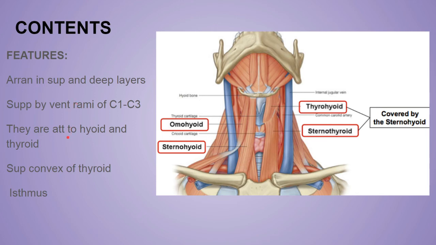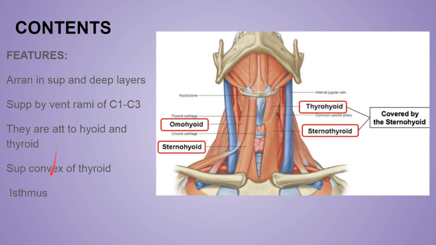Now they are attached to the hyoid bone and the thyroid cartilage, and because they are attached to these two structures, they move these structures. Now the sternohyoid, sternothyroid, and the superior belly of the omohyoid, these three muscles are present on the superficial convex part of the thyroid gland. Now the isthmus of the thyroid gland, as you can see, is covered by the right and left sternohyoid muscles and the sternothyroid muscles.